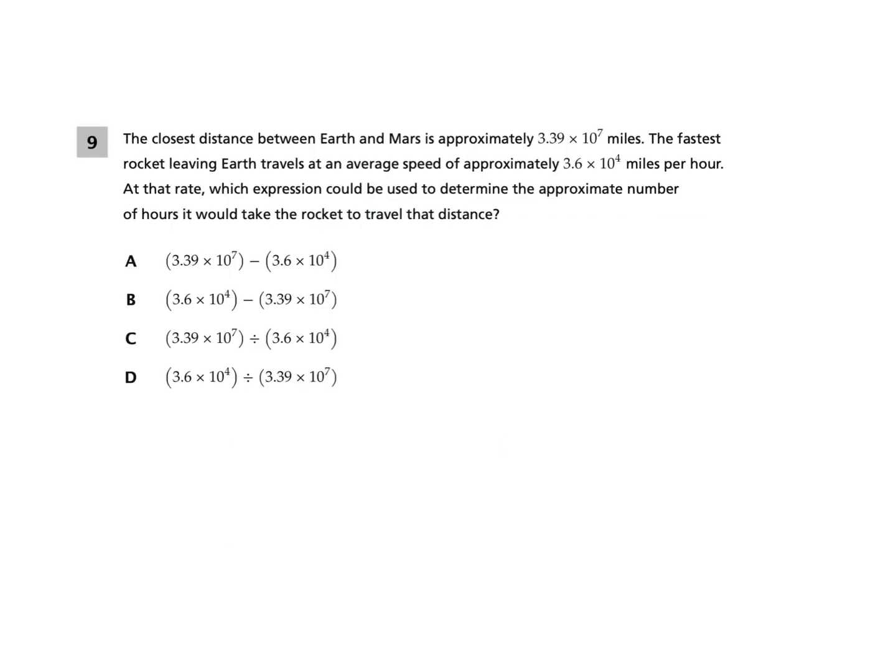Number 9. The closest distance between Earth and Mars is approximately 3.39 times 10 to the 7 miles. The fastest rocket leaving Earth travels at an average speed of approximately 3.6 times 10 to the 4 miles per hour. At that rate, which expression could be used to determine the approximate number of hours it would take for the rocket to travel that distance? So here are a couple of things.